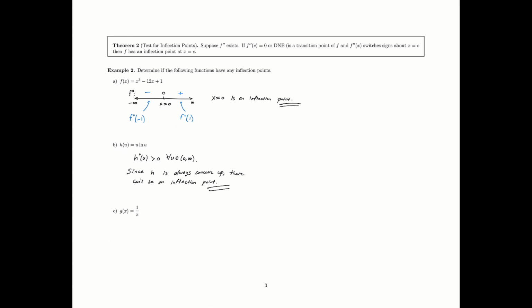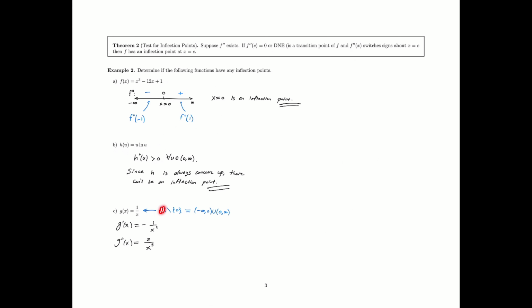All right. Now g of x. So here we'll take the first derivative, which is negative 1 over x squared. Second derivative, g double prime of x, is 2 over x cubed. Now, the domain of the original function is all real numbers except 0, which can also be written in interval notation as negative infinity to 0 union 0 to infinity. This notation is a little bit more compact.